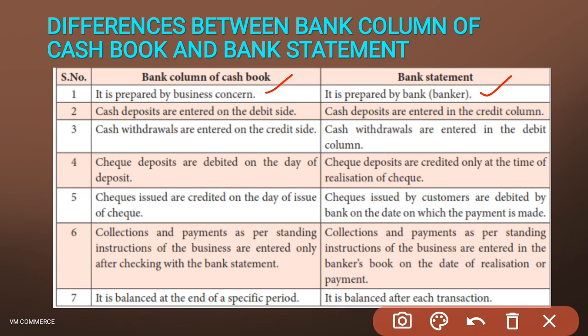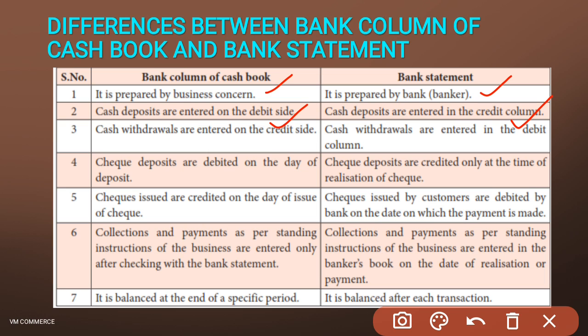Then cash deposits are entered on the debit side of the cash book. Cash deposits means cash received by the business, which it then deposits in the bank. Cash deposit is an asset to the business, so it is a debit balance, receipts. Cash deposits are entered in the credit column of the bank statement. The credit column is the deposits of a customer.